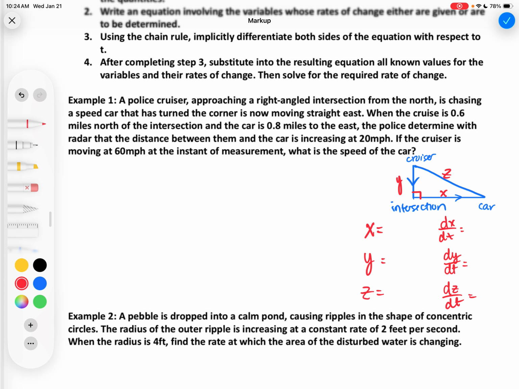Anytime I see a right triangle, my mind immediately goes to the Pythagorean theorem, so I like to go ahead and write that down: x squared plus y squared equals z squared. That's all stuff that I have. Now I'm going to write all the information that I'm given in the problem over here into my little table of things. Like I said, I may or may not need everything, but we're going to put it down as if we do.